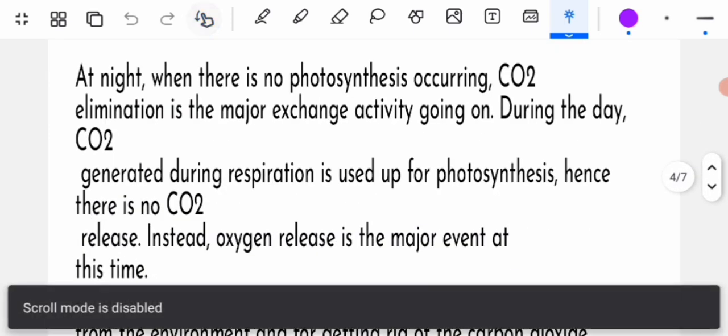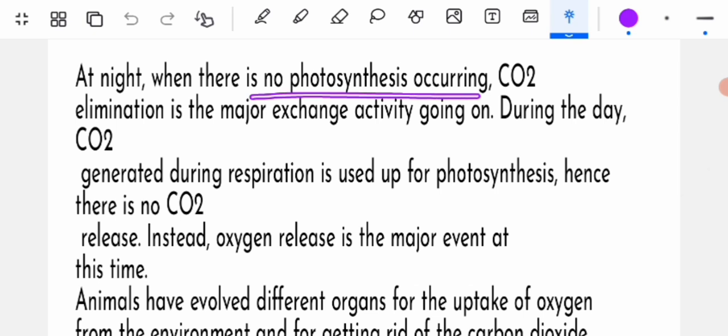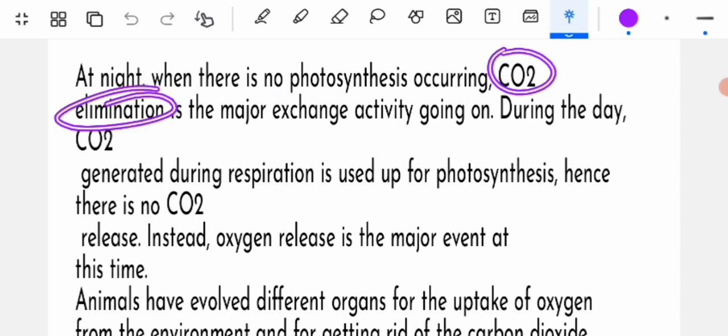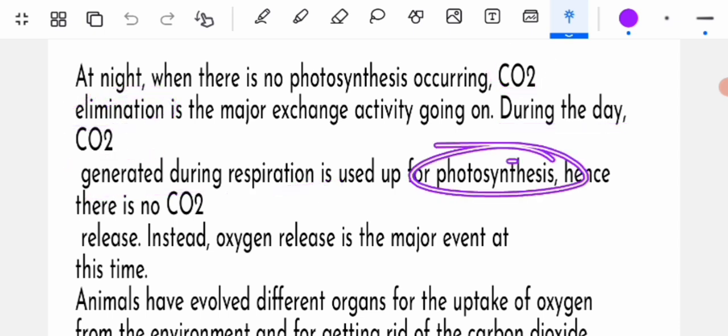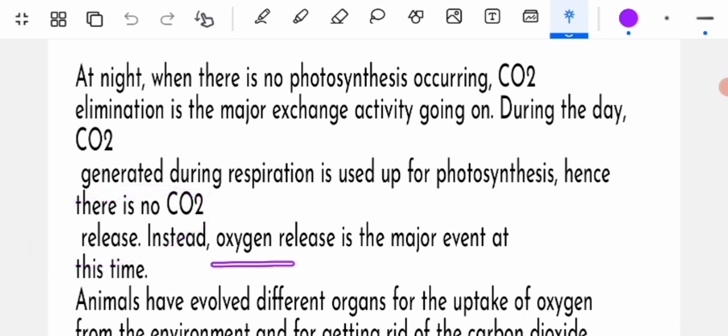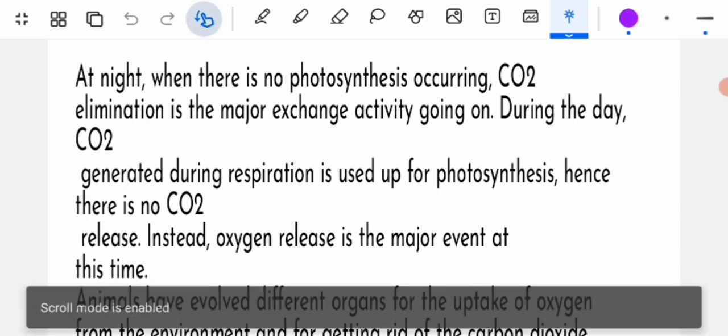Next, at night when there is no photosynthesis occurring, CO2 elimination is the major exchange activity going on. They can ask you a question: when there is no photosynthesis, what will be the major exchange activity going on? That is CO2 elimination, you have to answer. And during the day, CO2 is generated during respiration, and that is used for photosynthesis with the help of sunlight and chlorophyll. We have seen that. And you have to remember, there is no release of CO2 here. There is only the byproduct oxygen which is released during photosynthesis है ना.